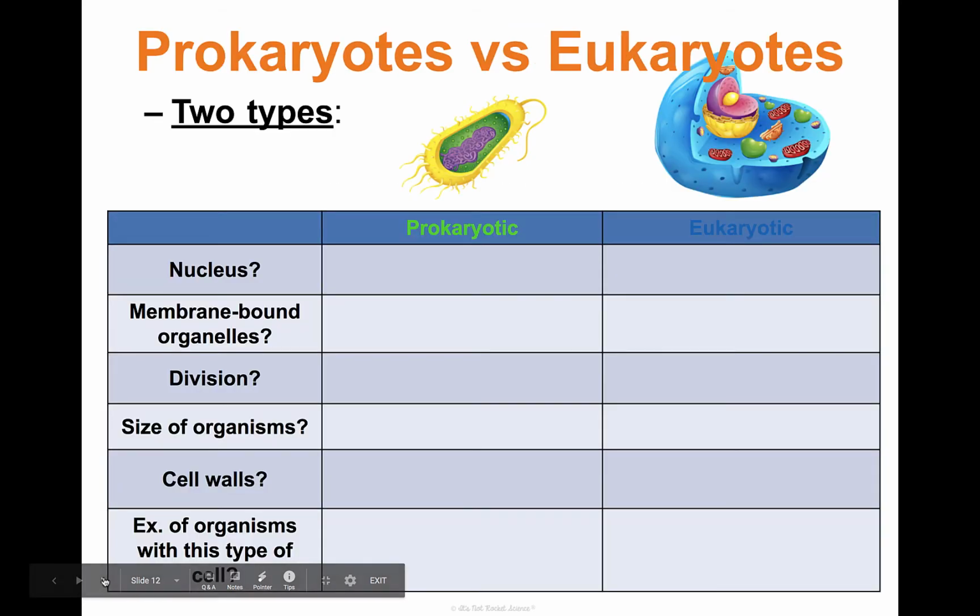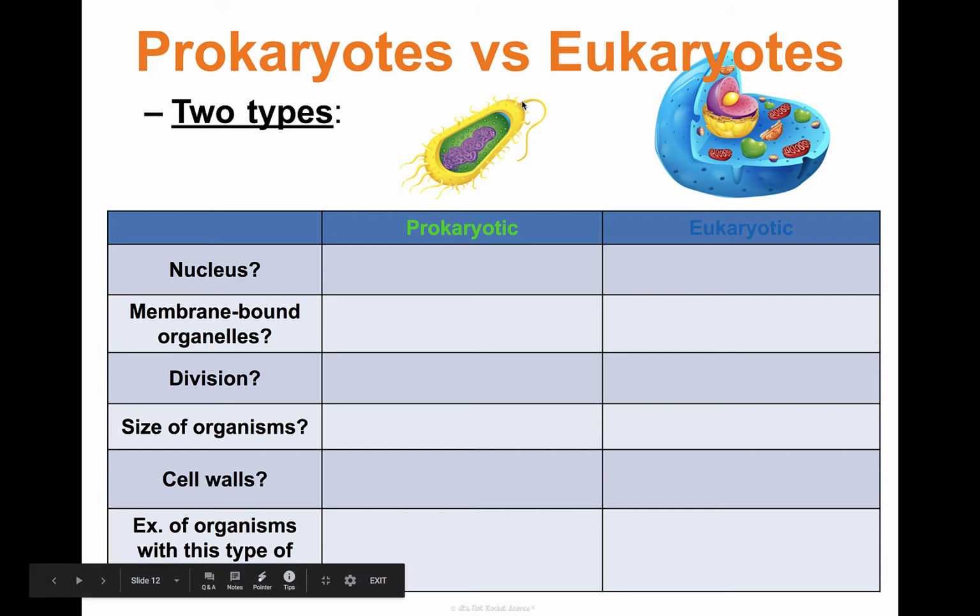So now we're going to look at two main categories of cells, prokaryotic cells and eukaryotic cells. The difference between the two of them is that one has the nucleus and one does not. The nucleus is where the DNA is located.